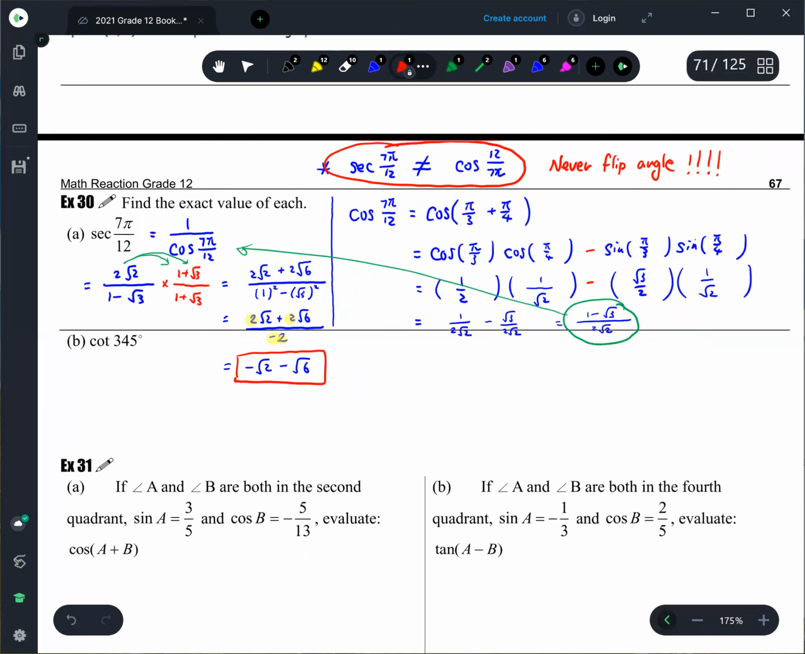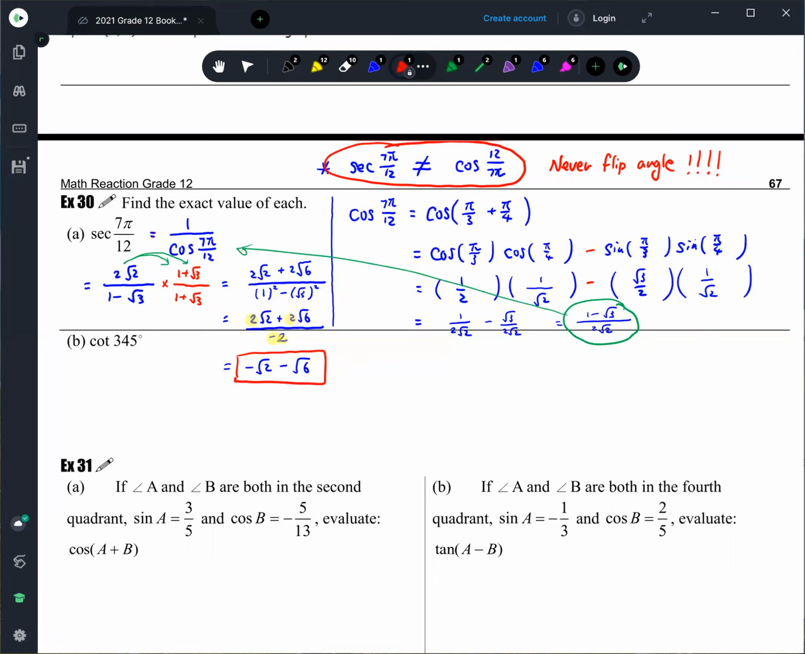So this is how you deal with secant, cosecant, cotangent using sum and difference. You have to use sine and cosine first, and then flip the ratio. This one is pretty straightforward; you just plug into the identity.